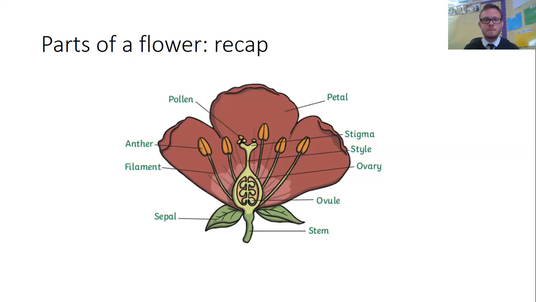Can you remember what the job of the petal was? They look very nice, don't they, petals? I wonder why they look nice. Well done if you said to attract insects and animals, because that is exactly their job. And insects and animals are very key to some plants in terms of their ability to reproduce and to have offspring.